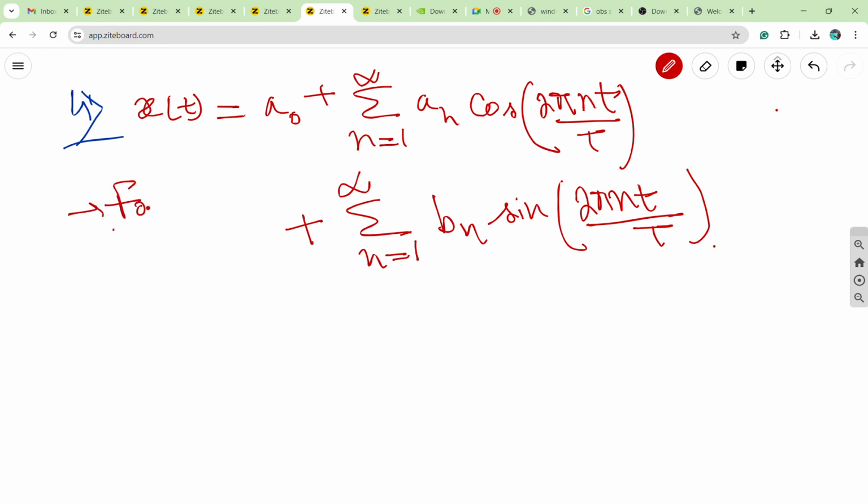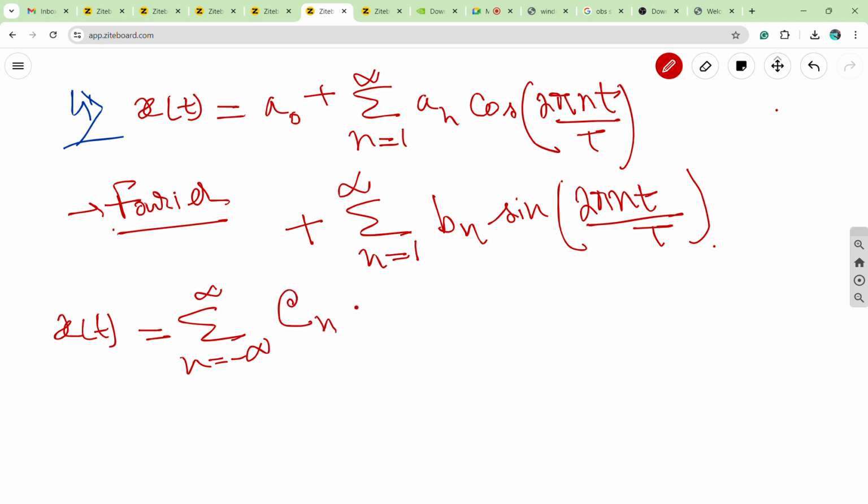So this is the Fourier series representation, and it can also be written as the same. x(t) is actually the sum from n equal to minus infinite to infinite of cn times exponential of minus 2 pi j n t by T.